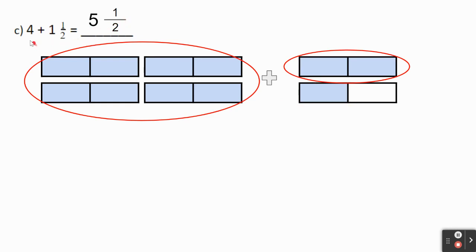Another way we could do this is by adding the wholes. 4 plus 1 is 5, and then 0 halves, because there's nothing there, plus 1/2 gets us 1/2.